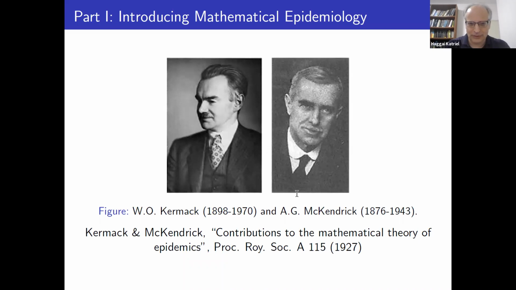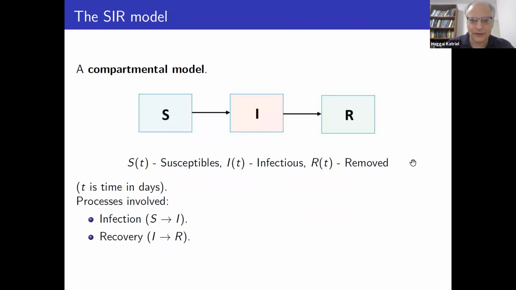Oh, I have some problem. Okay. So I'm going to build the SEIR model. In this model, we have the three compartments of susceptibles, infectives, and removed. And we have only two processes that we need to consider: infections going from S to I, and recoveries going from I to R.